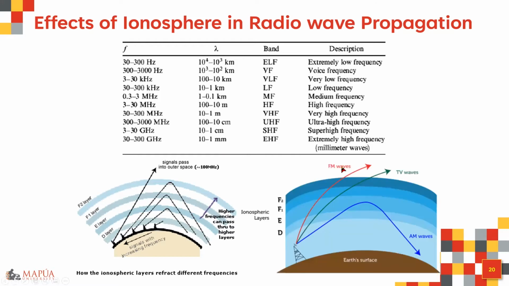For example, if I send AM radio from a transmitter, because AM basically has a lower frequency band, these AM waves are reflected by the Earth's ionosphere. Therefore, AM waves can travel longer distances across the ground. We call this your sky wave. Now, higher frequency radio waves like TV waves and FM waves can actually pass through the ionosphere. That's why satellite TV can be used.